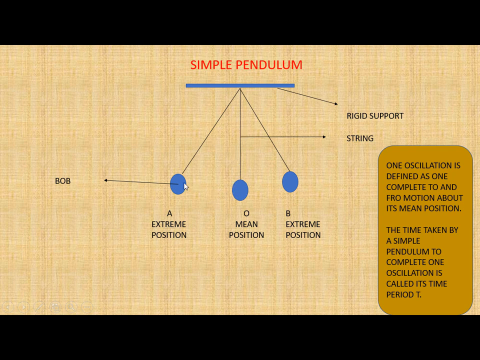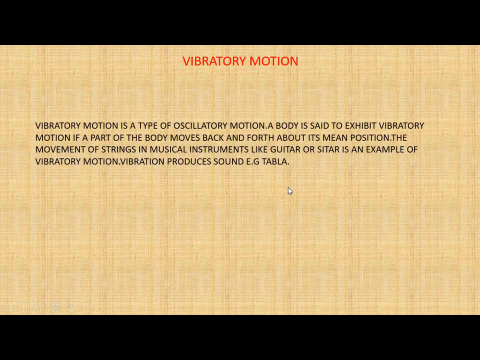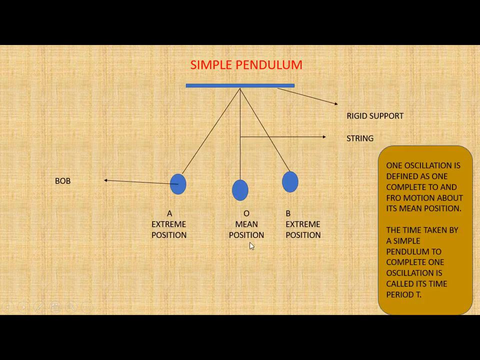When it is stretched from this point and released, what will happen? This bob's position will move. It will move from here to here, then again it will go from here to here. So this is how it will go to and fro. It will move back and forth. So this kind of motion is your oscillatory motion.